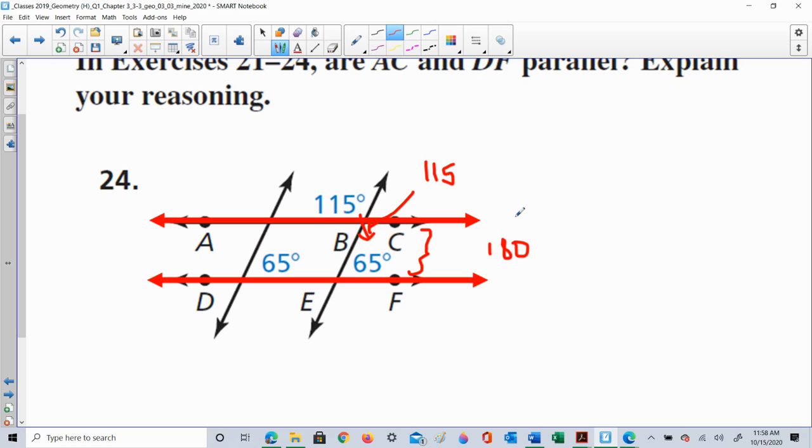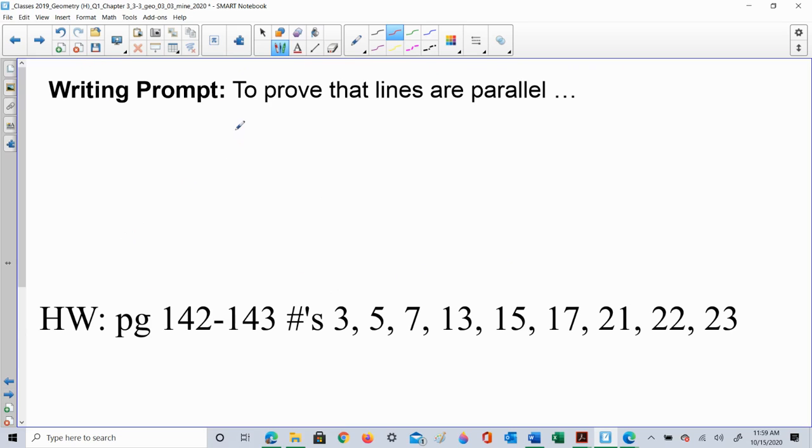Explaining your reasoning is the words I just used. Because angle EBC is 115 by vertical angles, and because angle EBC plus angle BEF equals 180 and are supplementary, then by the converse of the same side interior angles theorem, those two lines are parallel. All right, so to prove that lines are parallel, we need the converse of one of the four theorems we have. This will be your homework.